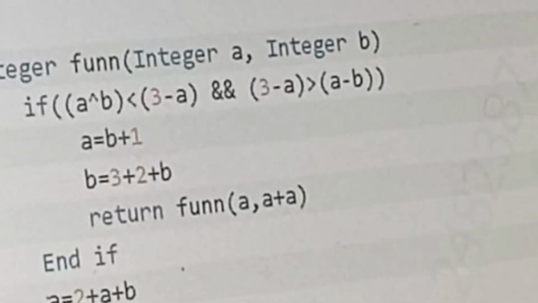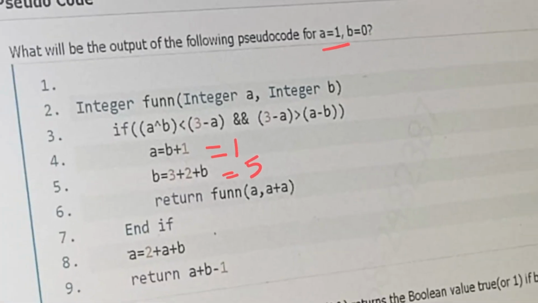So a is equal to b plus 1. So b value is 0. So a is equal to 0 plus 1, that is also 1. And b is equal to 3 plus 2, that is 5, plus b. 5 plus 0, that is 5 itself. And we are returning the function itself. Okay, so we are calling the function again, recursion.